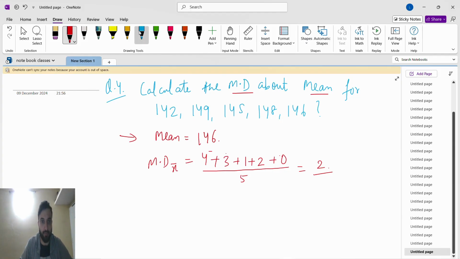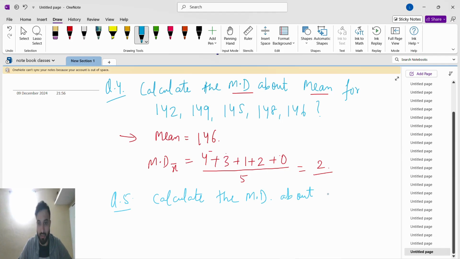Okay, next, question number 5. Calculate the mean deviation about median. Calculate the mean deviation about median for the following observations.